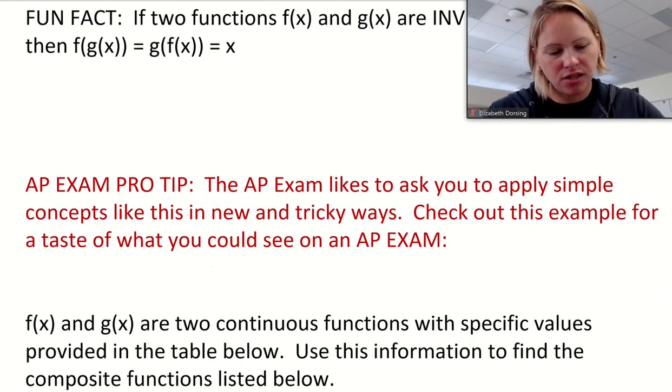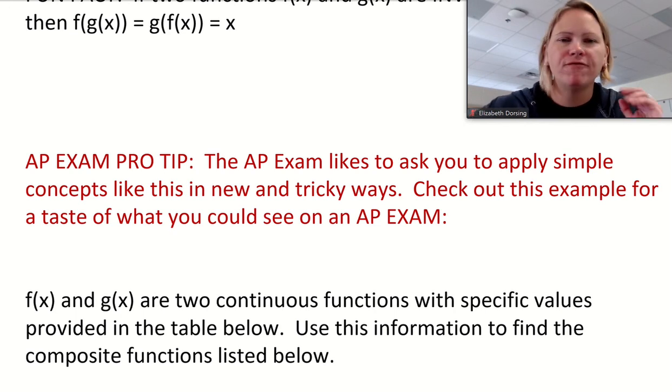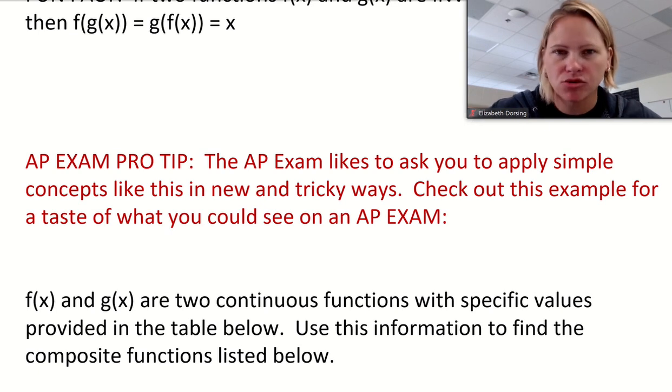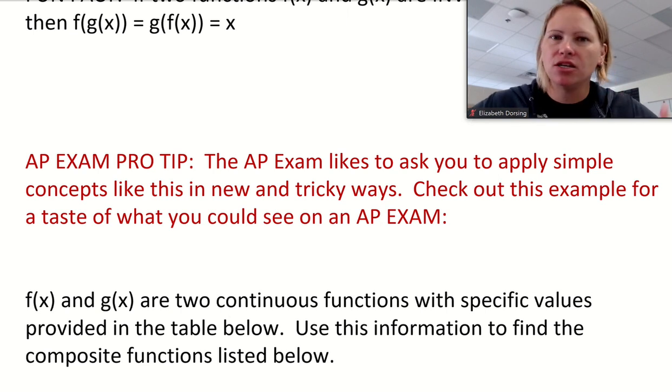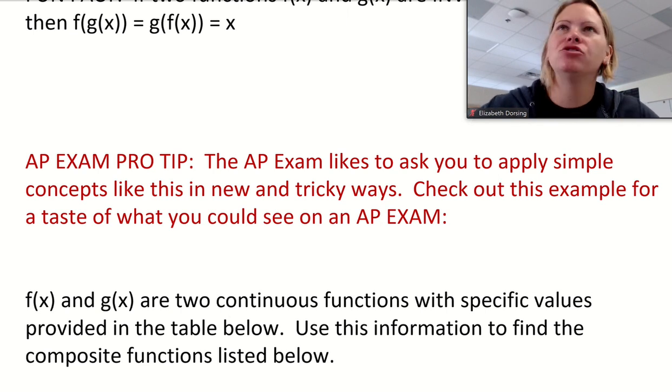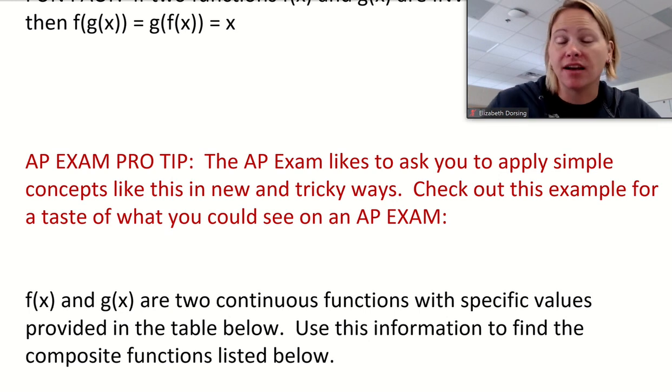Now, here's a little info about the AP exam, because I know that's important, even though we're still very early on in the course. My favorite part about the AP exam is that it takes concepts that we learned in class and asks you to apply them in new and interesting ways. And some of those new and interesting ways might seem kind of weird and uncomfortable for us. But we're going to need to get used to this, and we're going to need to get used to dissecting what it is the AP exam is asking us to apply.